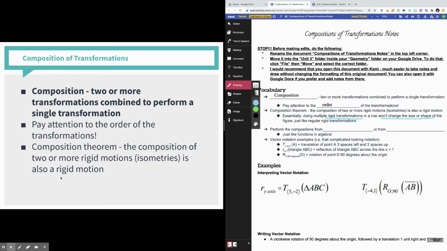Okay, so basically really what we're doing is just taking what we did last week and maybe writing it in some different notation. We're also going to do more of them just in a row on the same shape, rather than just doing one transformation. We'll do a few in a row.